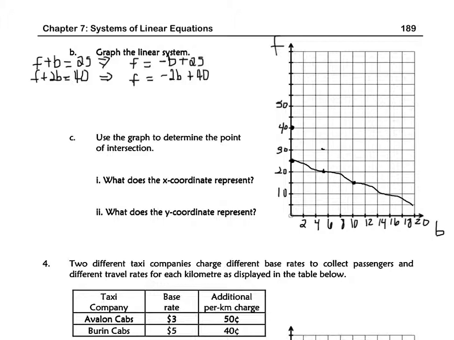Down 10, which would be 2 blocks, and right 5, which would be 2.5. Around there. So the next graph would have an equation. Next equation would have a graph, something like that.